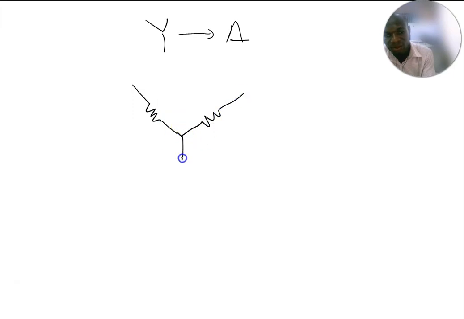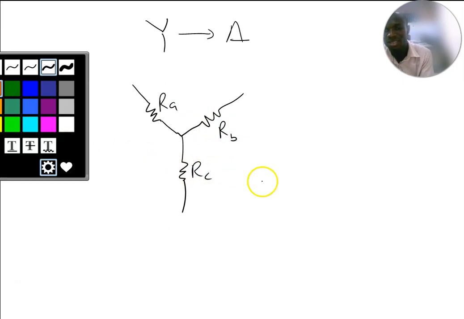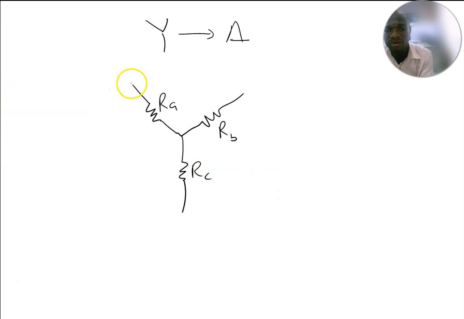Converting Y to delta. If I have a Y network and I want to convert it to delta, how do we do it? Let's draw our Y network. Let's say I have one resistor here and another resistor here, which are connected in Y. This is RA, RB, and RC.